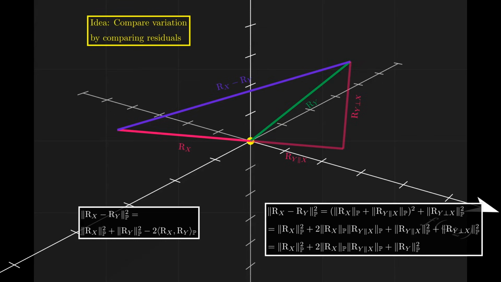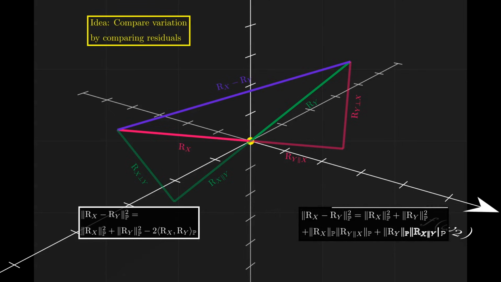And if we perform the same kind of analysis by decomposing the variation of x in the direction of the variation of y and the direction orthogonal to it, we find that we can also write the product of the variation of x times the variation of y in the direction of x as the product of the variation of y times the variation of x in the direction of y. So in summary, this gives us the following formula here. And the problem with this formulation is that we still need to compute the part of the variation of x in the direction of y and vice versa.